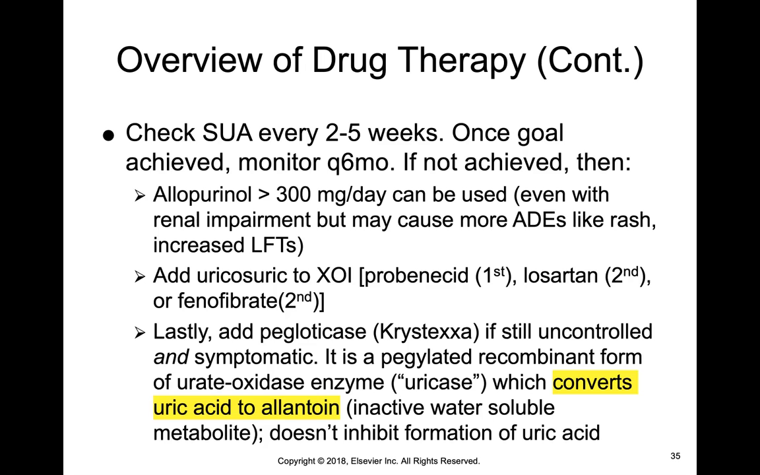The last on this list is pegloticase. The brand name is Krystexxa. This is kind of last line, so if the patient's still uncontrolled and symptomatic, then we would consider Krystexxa. It is novel in its action. It's a recombinant form of uric oxidase enzyme, which then gets rapidly converted to an active formulation, which then converts uric acid to allantoin. And the only thing you need to know about allantoin is it's inactive and water soluble. So we convert all this uric acid to allantoin, and then our kidneys excrete it through urine.